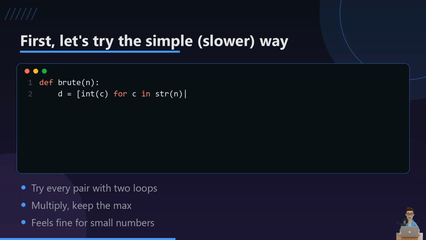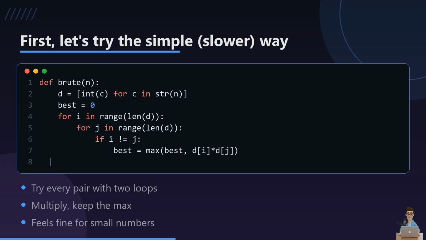Let's look at the most obvious way to solve this first, since it's the easiest to understand. We just take every possible pair of digits, one against another, using two loops nested inside each other. A loop inside a loop. We multiply each pair and keep whichever result is biggest. This works completely fine here because our number can have at most 10 digits, so it's not too slow. But it does a lot more checking than it actually needs to. And that habit can slow things down a lot on bigger inputs later on.